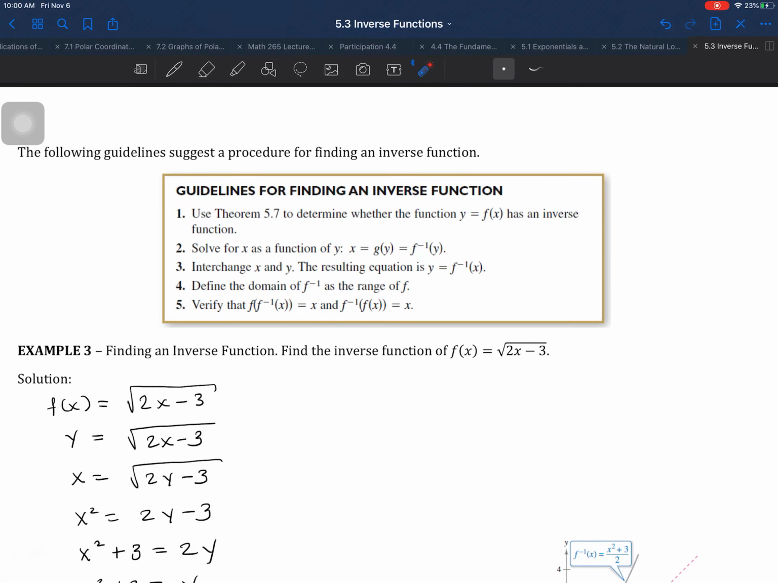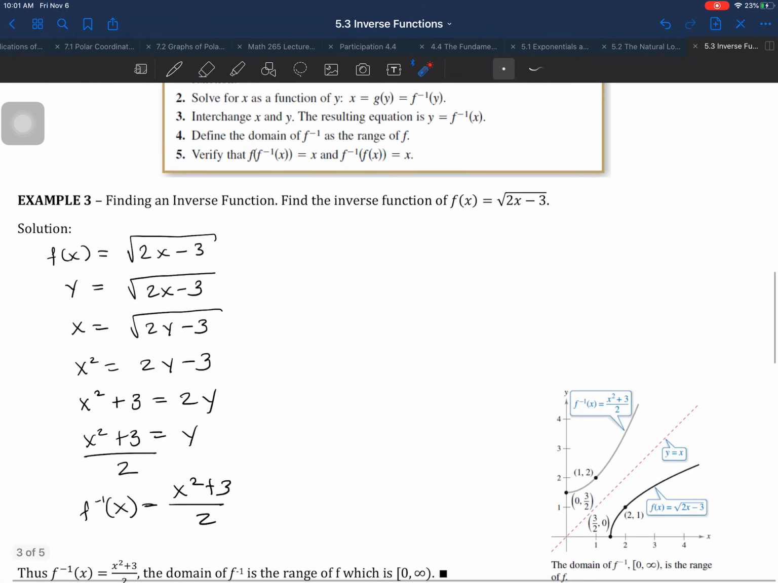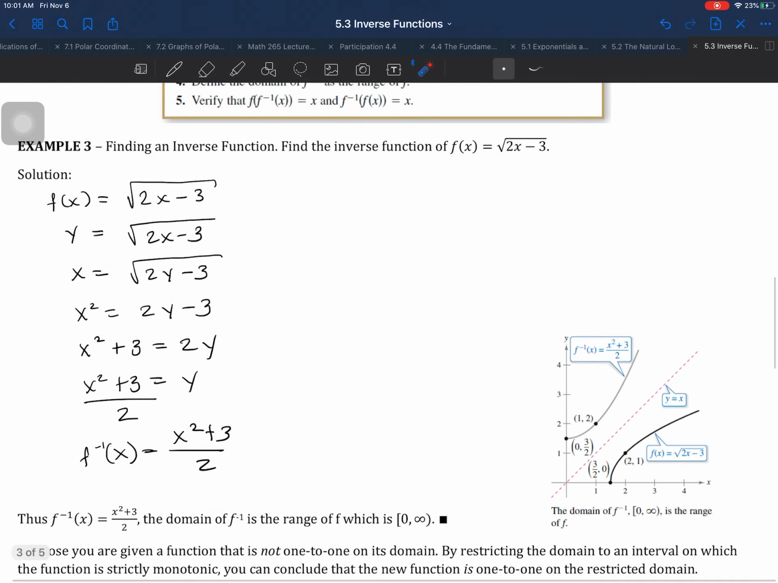All right, so let's move on to the guidelines for finding an inverse function. We'll begin with the first one. Use theorem 5.7 to determine whether the function has an inverse function. Number 2, solve for x as a function of y, x equals g of y. Interchange x and y; the resulting equation is y equals f inverse of x. Define the domain of f inverse as the range of f, and verify that the inverse relationships are true. So we're going to do that.